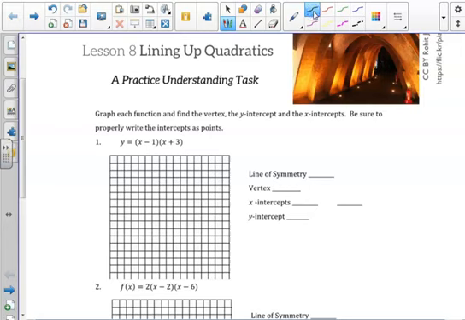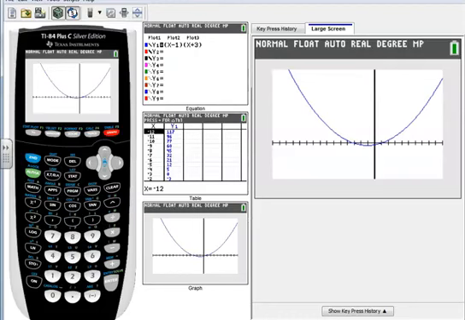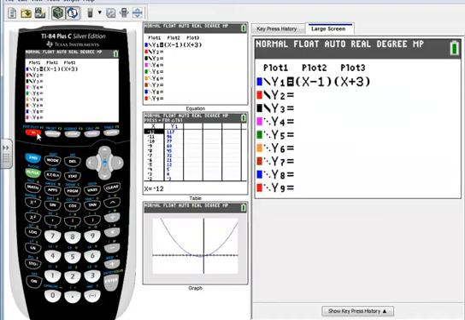Throughout this lesson, we did use our graphing calculator to see if we notice any relationship between the factors and the x-intercepts, the y-intercepts, or the vertex. So the first thing we're going to do is go to our y equals in our graphing calculator, and make sure to type in that function as the quantity x minus 1 times the quantity x plus 3. Keep in mind that this is the product of two linear factors.